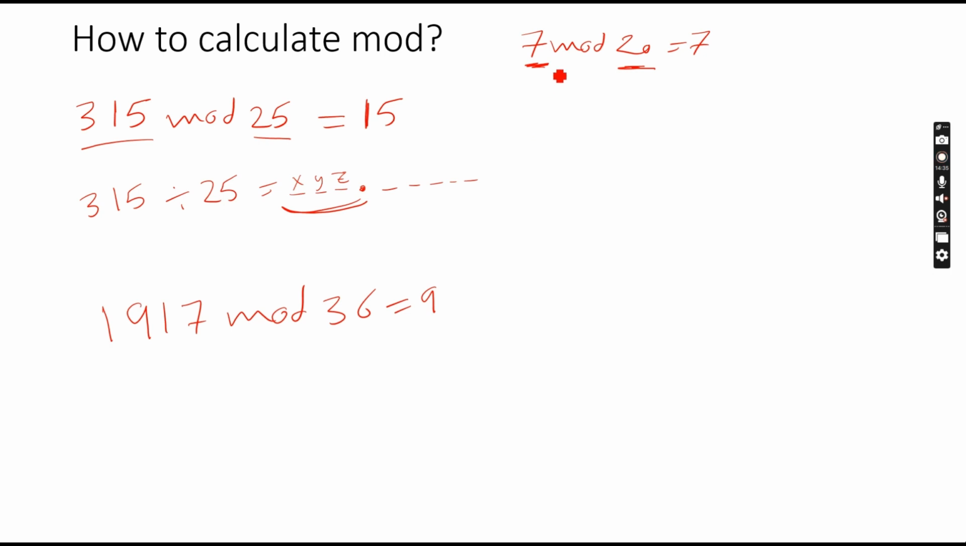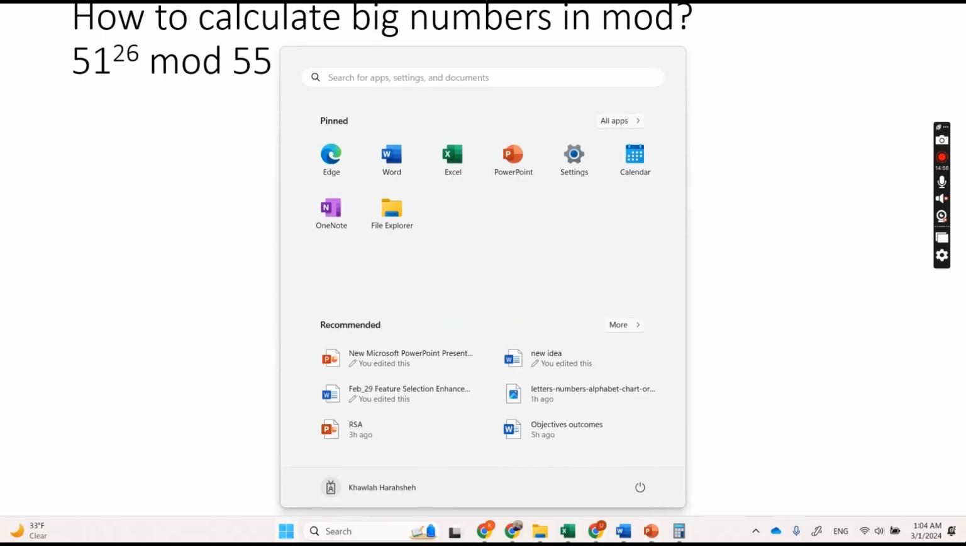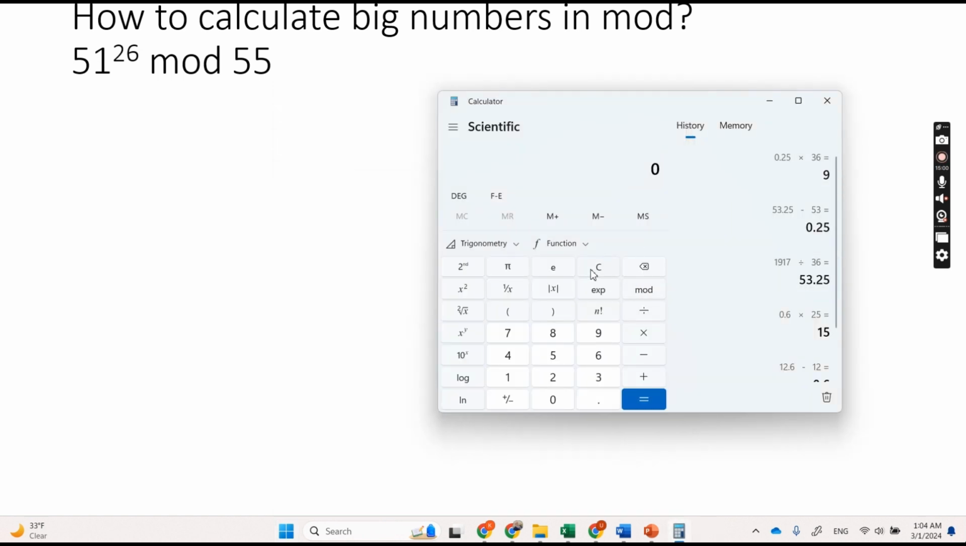So for the mod, again, if the number here is less than the mod, the answer is the number itself. If the number is greater, you calculate. But what if the number is so great? So great or so big means that we cannot calculate it with the calculator, and we should use the regular way for mod, which is so difficult. So let's go to the calculator first and try to find this.